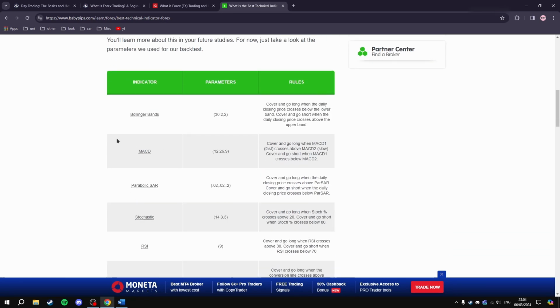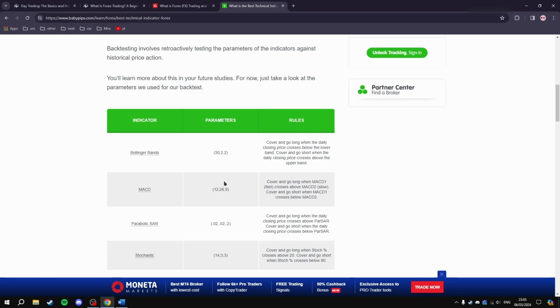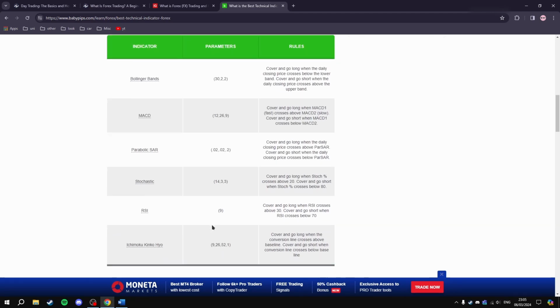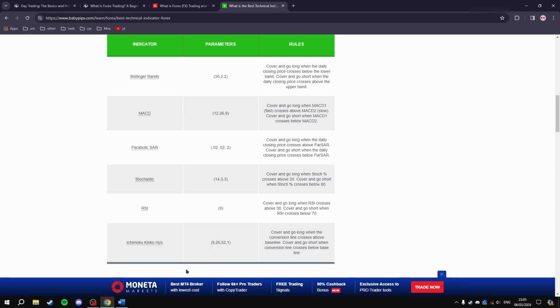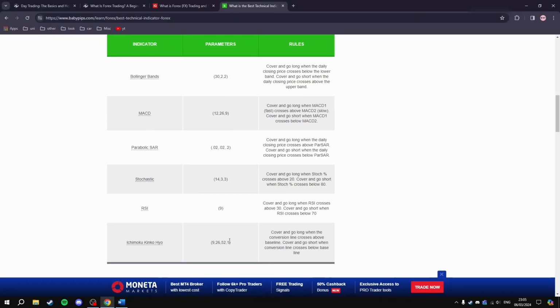So we've got different indicators on the left: Bollinger Bands, MACD, Parabolic SAR, Stochastic, Relative Strength Index, and Ichimoku Kinko Hyo. Parameters: 20, 2, 12, 26, 9, 0.2, 0.02, 0.02. So these are, I guess, the periods. For the Ichimoku Kinko Hyo, which we just covered, 9 periods for the red line, 26 periods for the green line, and then 52, sorry, and then 1, 26. I don't really know where that 1 comes from, to be honest.